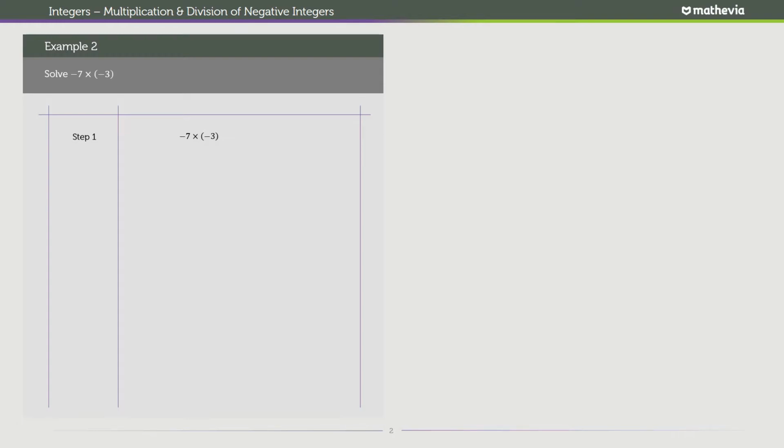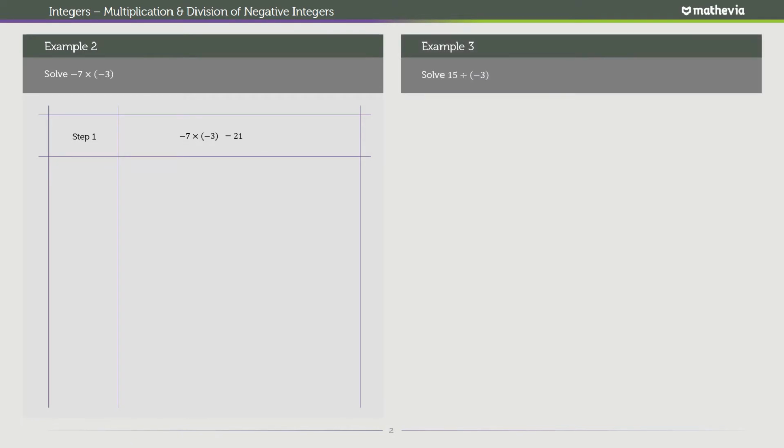Now you just multiply the numbers without the signs. So 7 times 3, you have 21, and your answer would be positive. So minus 7 times minus 3 is 21. Positive 21. Simple. Let's do another one.